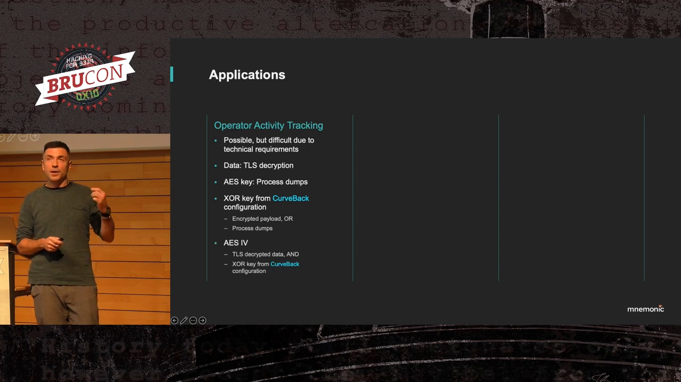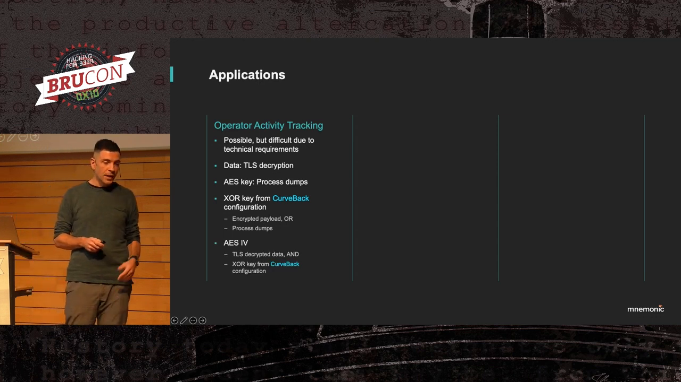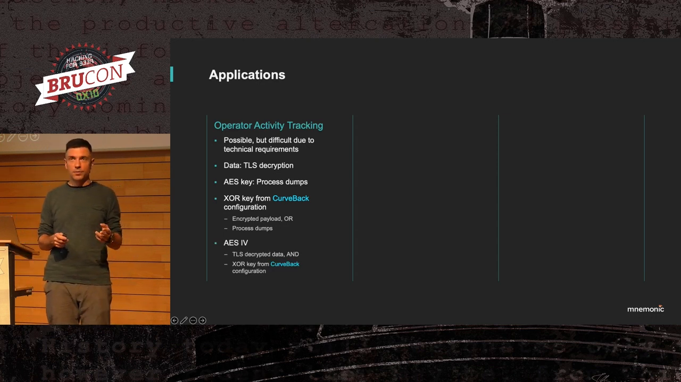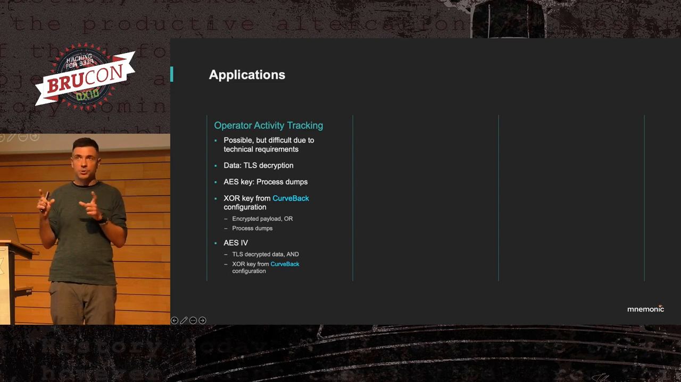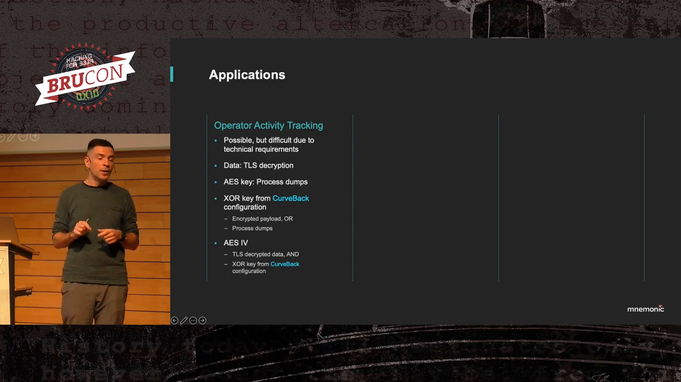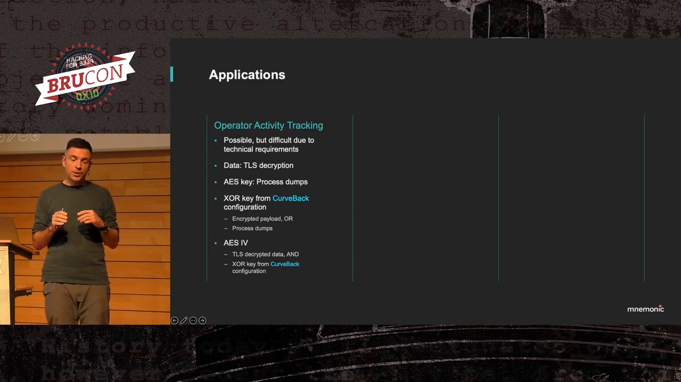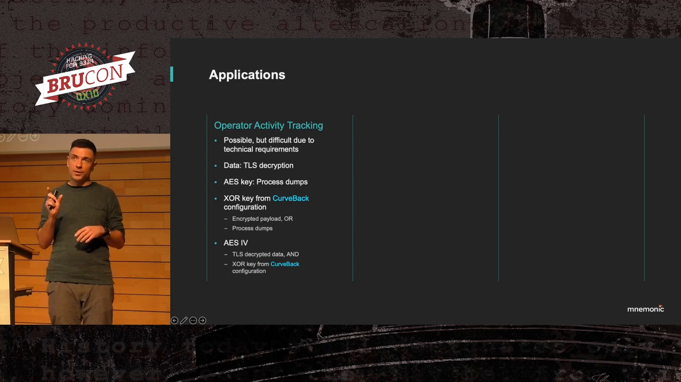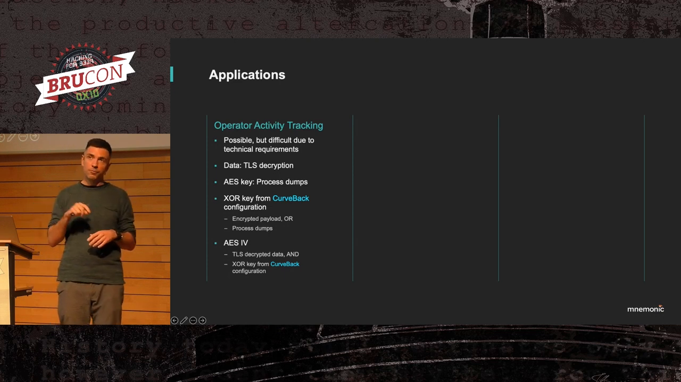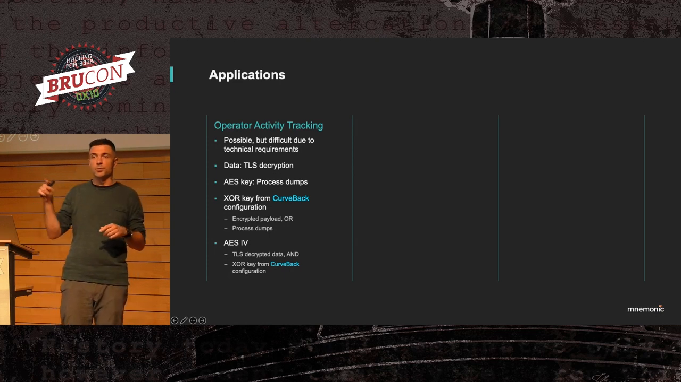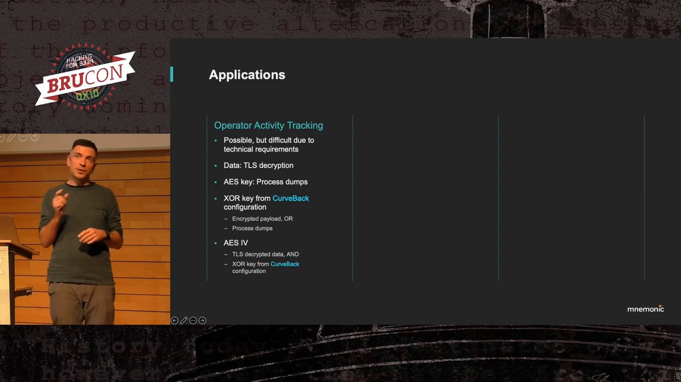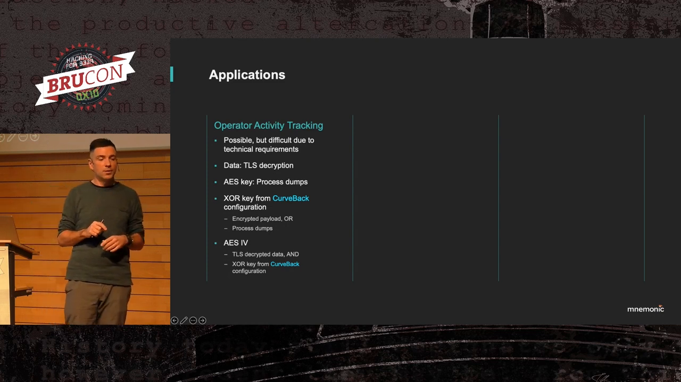And then finally, you need the IV. In order to get the IV, you can get it from the key negotiation. You get the initial IV, and if you have all the other parts, you can use the TLS decrypted data together with the XOR key from the CurveBack configuration and deduce the next ones. So as long as you at least get the initial one, you're good, and as long as you're actually able to decrypt traffic.